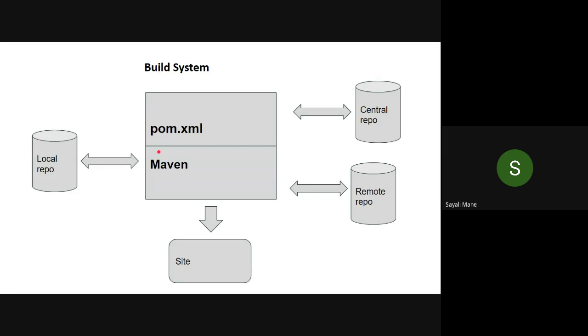Now the next one, here you can see there are three repositories: local, central, and remote. Now note down the question. In Viva they may ask you how many repositories does Maven have, or in Maven how many repositories are there? So your answer should be three repositories. Which are they? Local repository, central repository, and the third one is the remote repository.